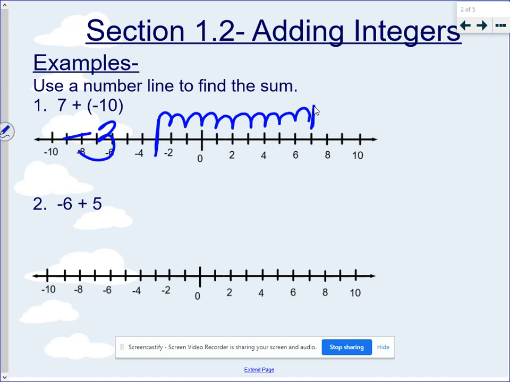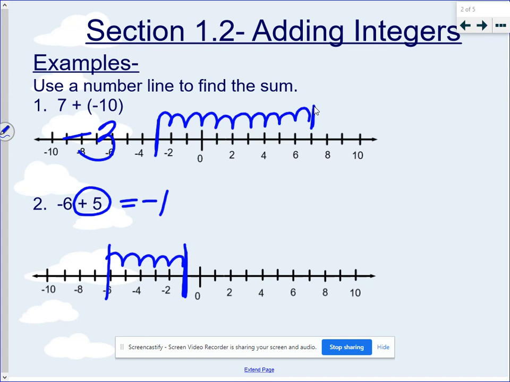And problem number 2, we start at negative 6. But this time we are going to travel positive 5. Now you take notice that Mrs. First did not say plus 5. She said positive 5. Okay, there's a reason for that. I want you to quickly realize that a positive sign looks like an addition sign. Okay, so we are now going to travel positive 5, which means we are going to travel to our right 5 units. 1, 2, 3, 4, 5. And we end up at negative 1.